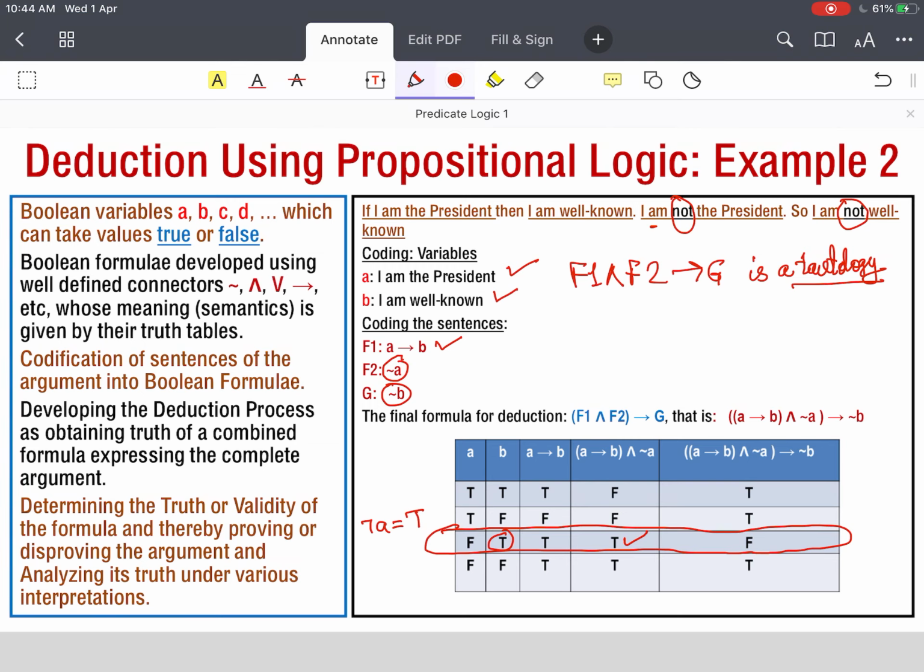But since not B is what we want to derive, and B is true here, we get a formula where the left hand side, this part, for this row is true, and since B is true, this part is false. Therefore this formula is false. Therefore this formula is not a tautology. It means that this formula is not satisfied for this row. Each such row is called an interpretation.